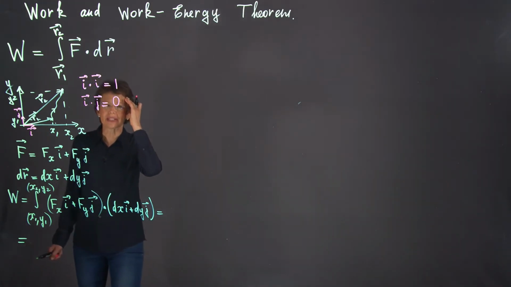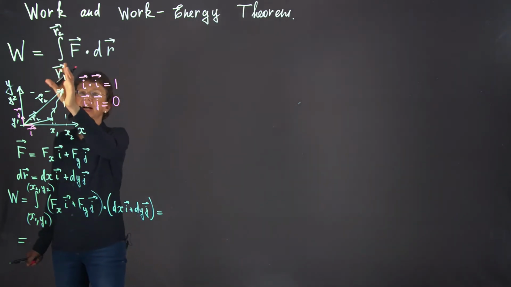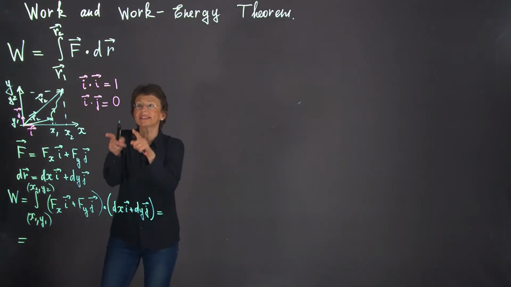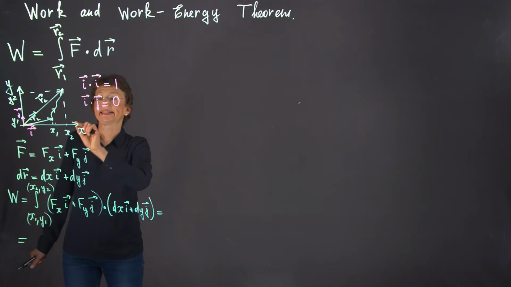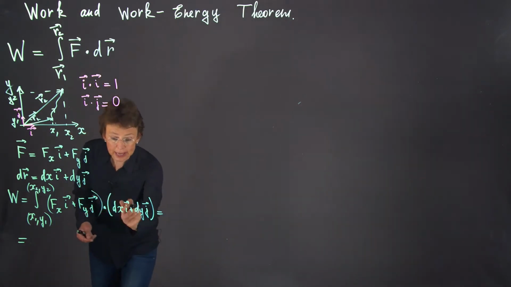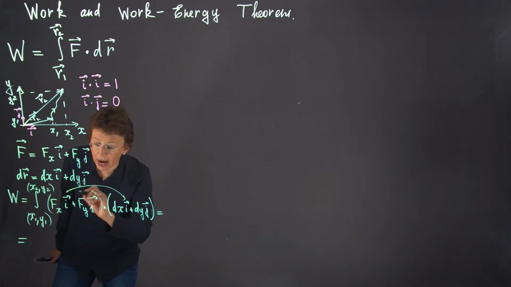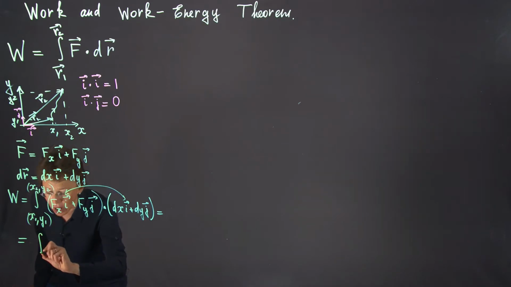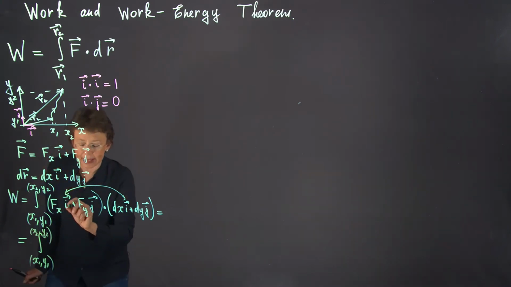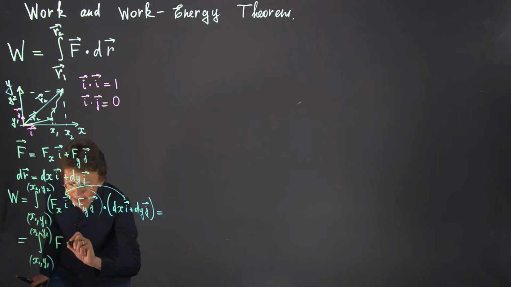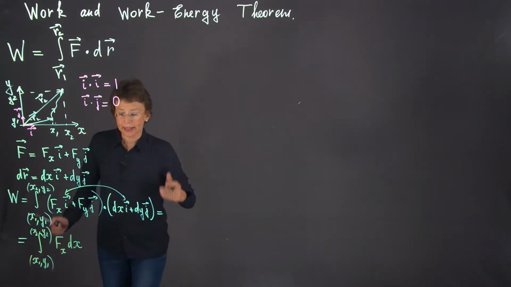And we remind ourselves that every time we calculate a dot product, when we calculate work, we are looking for parallel components of force and displacement. Now let's finish this line. Let's find this dot product. i dot i is 1. So I have the integral from x1, y1 to x2, y2 of Fx dx, and i dot i gives me 1.